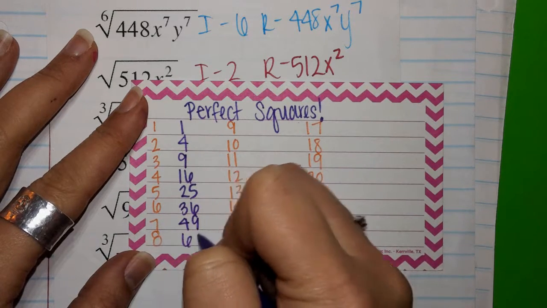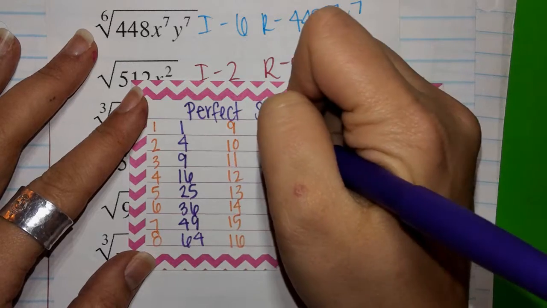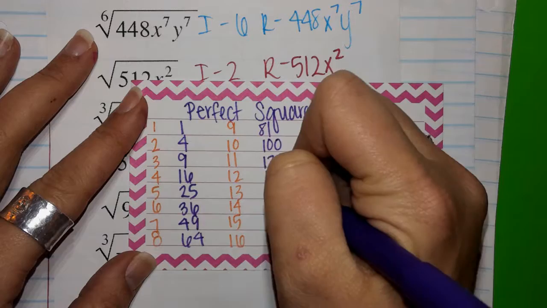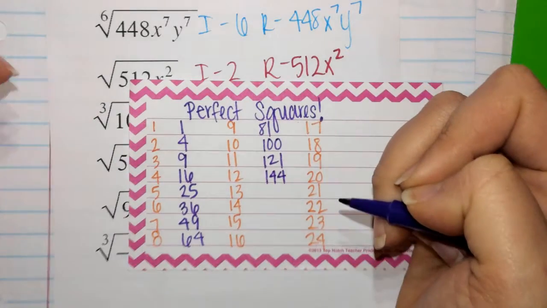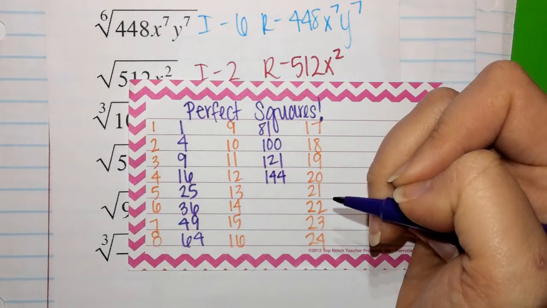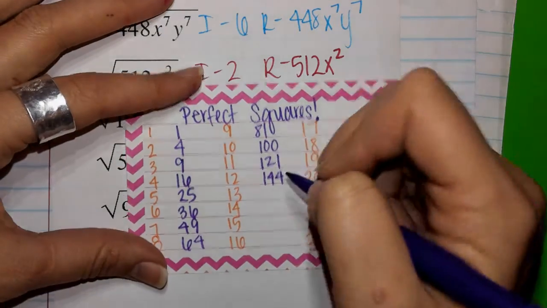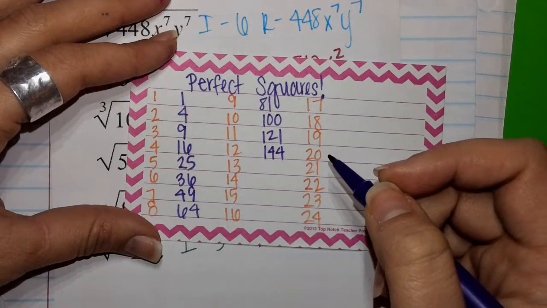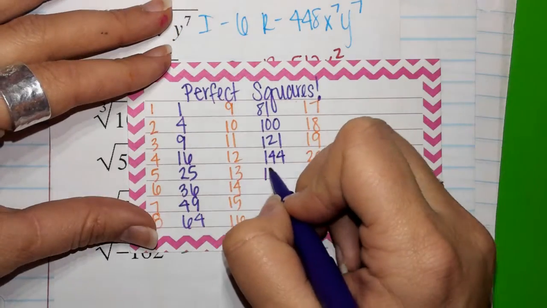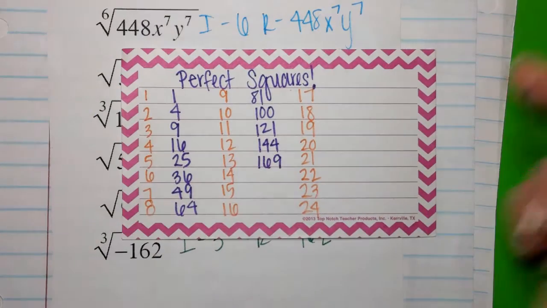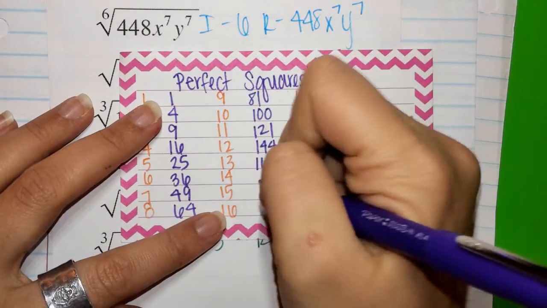6 squared is 36. 7 squared, 49. 9 squared, 81. 10 squared, 100. 11 squared, 121. 12 squared, 144. Okay, well, what's 13 times 13? You can also get a calculator. 169. 14 squared is 196.